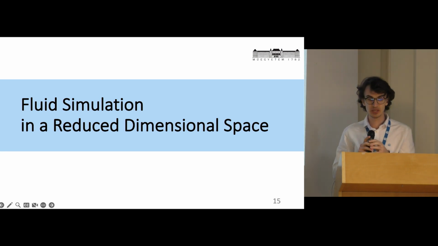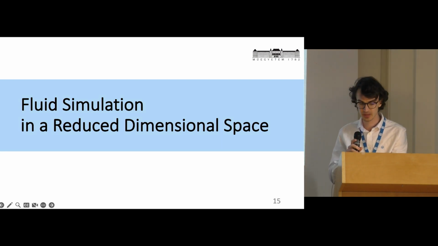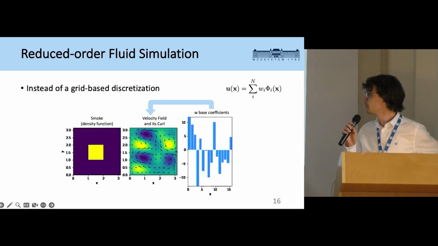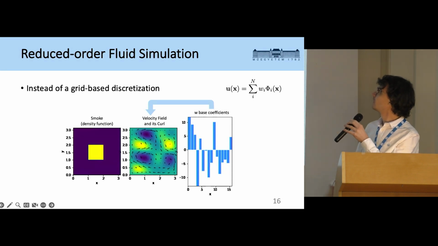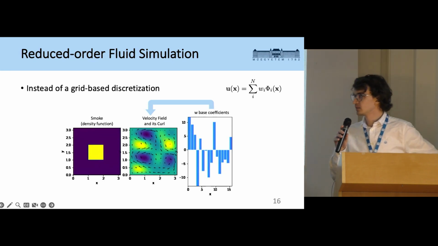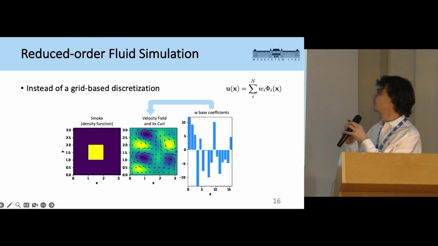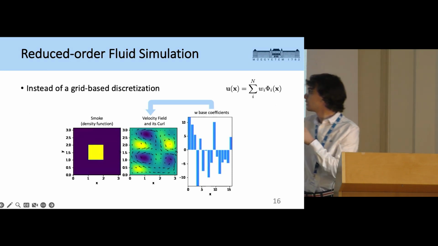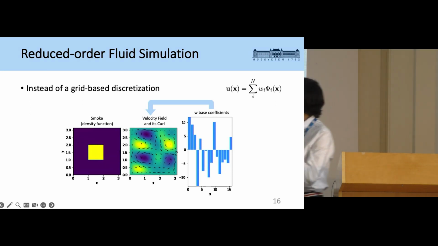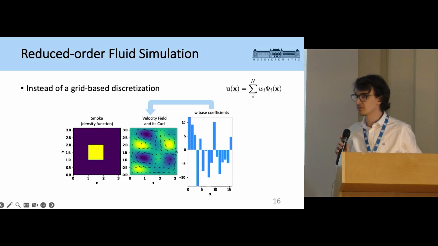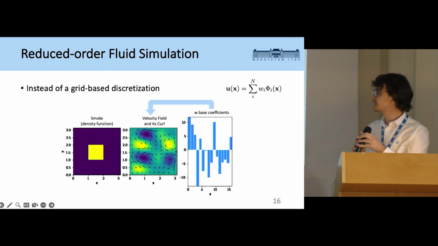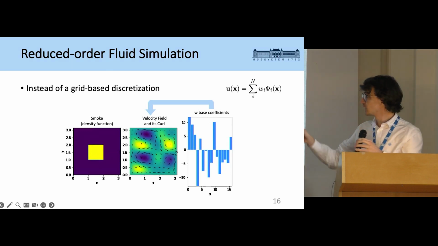So let's look at what we mean by simulating fluids in a reduced dimensional space. Instead of, for example, grid-based discretization, we can formulate our velocity field as the linear combination of some global basis functions taken with some w base coefficients, which I plot here with a bar plot. And then from these base coefficients and linearly combining these with our base functions, we can reconstruct our velocity field and also its curl, which I show in the middle.